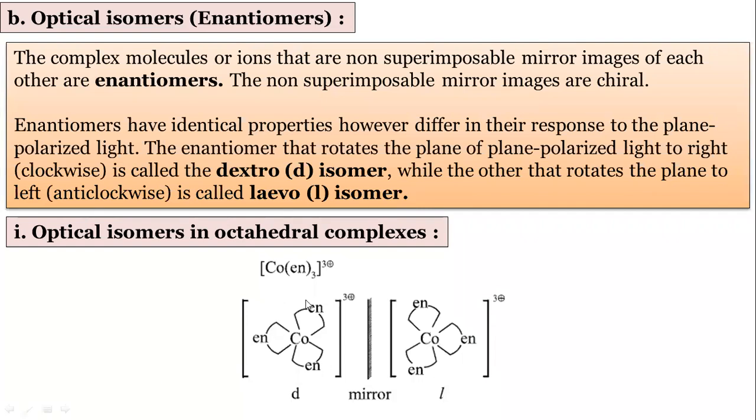So these are the optical isomers in octahedral complexes. This is a very good example: tris ethylene diamine cobalt 3 plus. These are the mirror images, non-superimposable mirror images of each other. We can see clearly that if this is put on L, and if it is put on D, it will not match. These are non-superimposable mirror images of each other. If it is D, it will be L.